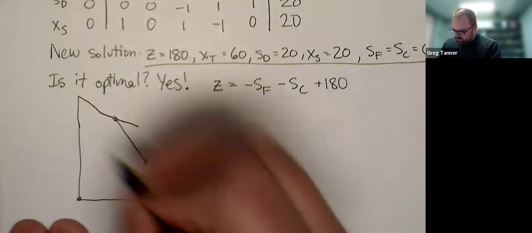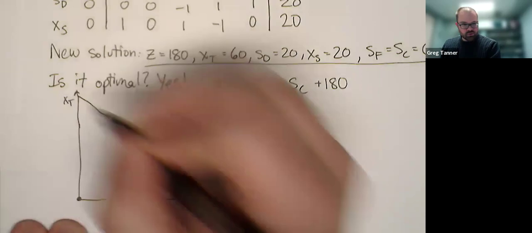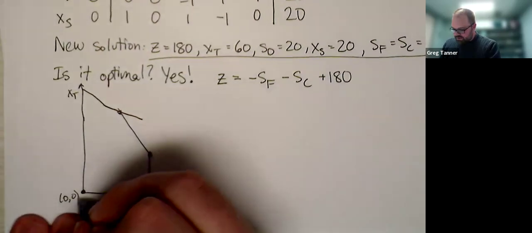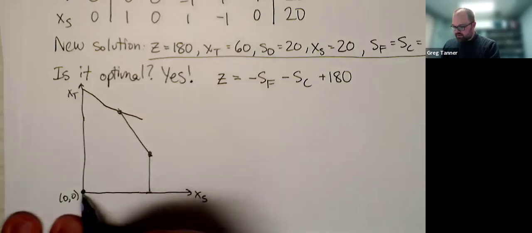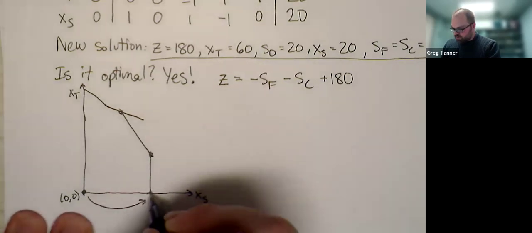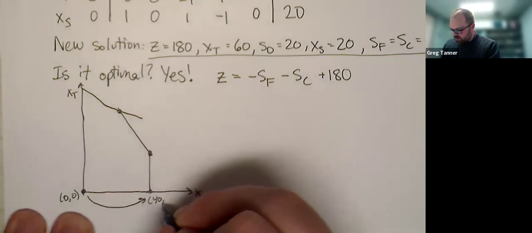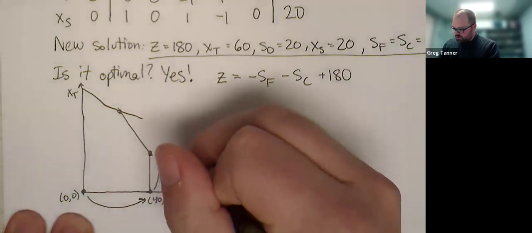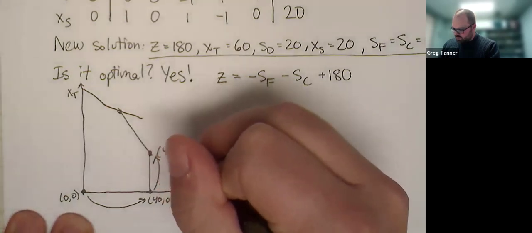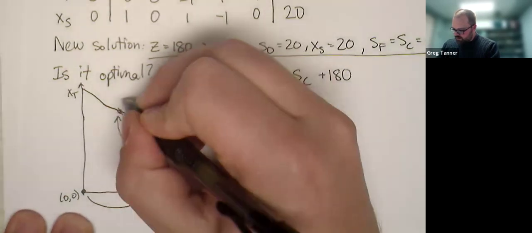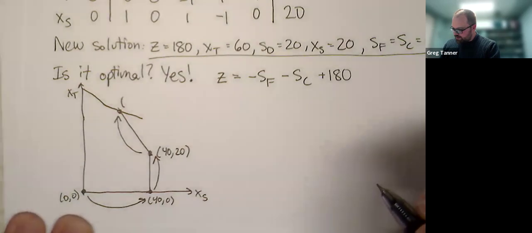We started off, if we think of our variables as xs and xt, and we plotted in the original variables, with both xs and xt at 0. And so we started at 0, 0 in the original coordinates. Then after one step, we moved to the point where we were at 40, 0. Okay, and then in another step, we moved up here to where we were at 40, 20.